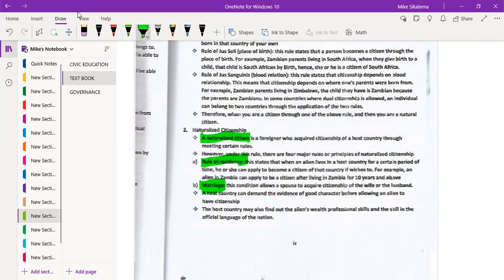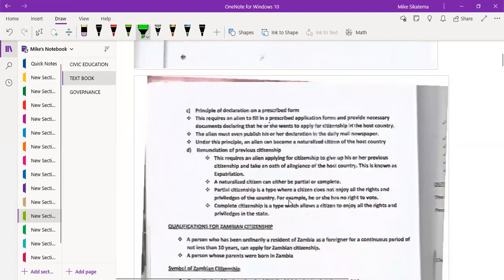A host country can demand evidence of good character before allowing an alien to have citizenship. So after you get your green card through marriage, you can actually go through a citizenship interview with your spouse where you prove you've been married for this amount of time, and you have that allegiance and moral character, so that you are granted citizenship through marriage. The host country may find out the alien's wealth, professional skills, and skill in the official language of the nation. So it would be like an interview of some sort. Those who have gotten visas before, you do know that sometimes you are screened and you are asked certain questions before you can actually travel.